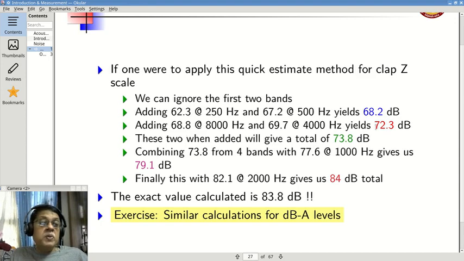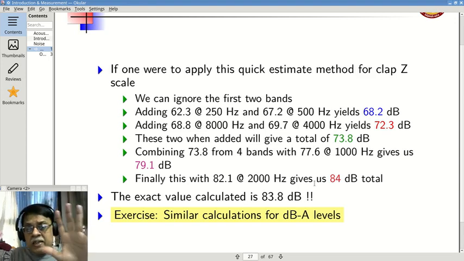Adding the bottom two, we got 72. If you add these two, I got 73.8 because that's a 4 dB difference. And combining 73.8 with 77.6 gives us 79. And so finally 82 and 79 you add, you get about 84 dB. The exact value is 83.8, right?